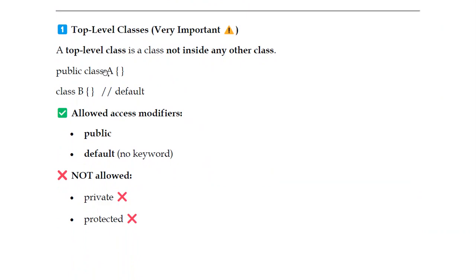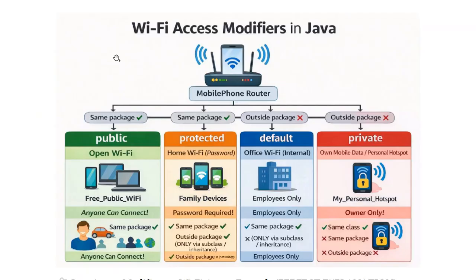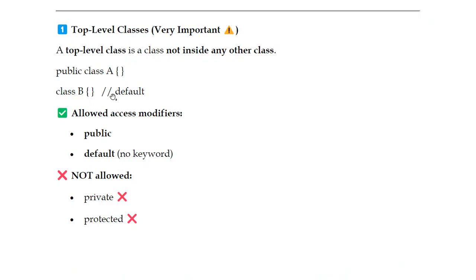Direct one. See here, class A and class B. If I'm not giving any access modifier, by default that is called the default access modifier. If I give the access modifier public, it is called a public access modifier. Private means private. Protected means protected. If I'm not giving any access modifier before this class, by default it is called the default access modifier. Okay, in our previous session we discussed the four types of access modifiers: public, protected, default, private. Now we are going to discuss the public.